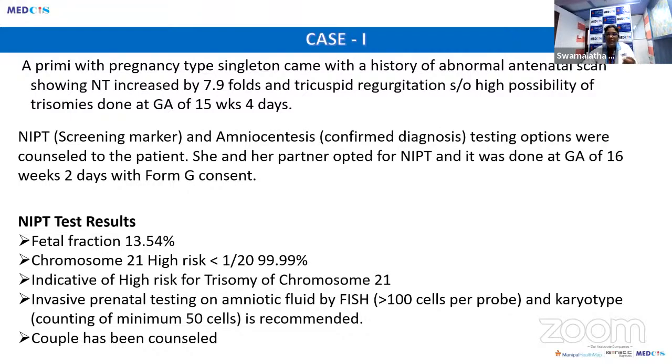So invasive prenatal testing on amniotic fluid by FISH was recommended. And because it is a high risk case, we recommended further testing with the amniotic fluid, with a FISH test of more than 100 cells and a karyotype of a minimum of 50 cells, to confirm the risk identified through NIPT.